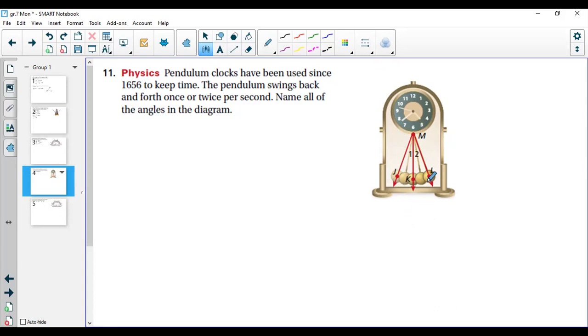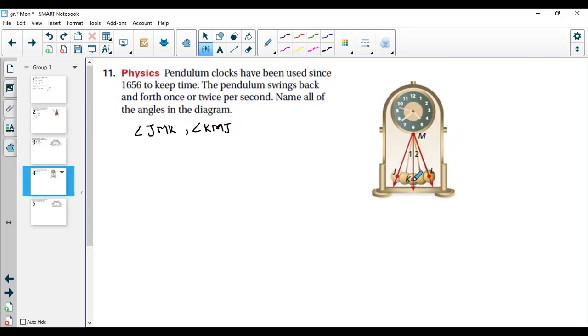Name all the angles in the diagram. So it's a similar question. You have to name all the angles. So start from any angle, which is easy, and then write the reverse immediately. So let me start from here. Angle J, M, K. So this is my first angle, angle J, M, K. So immediately write the reverse, angle K, M, J.